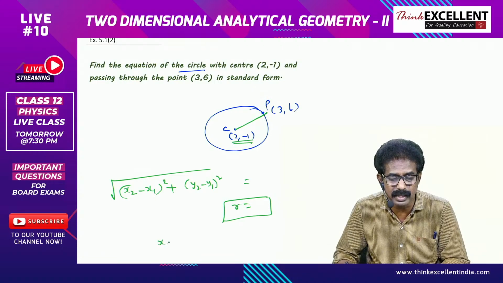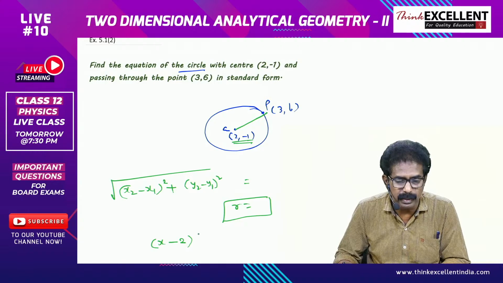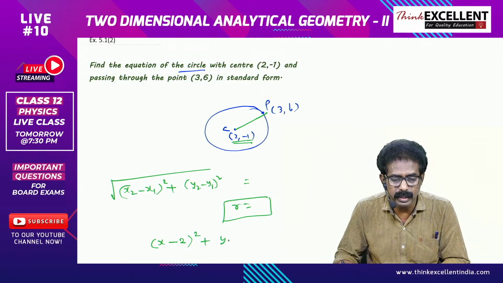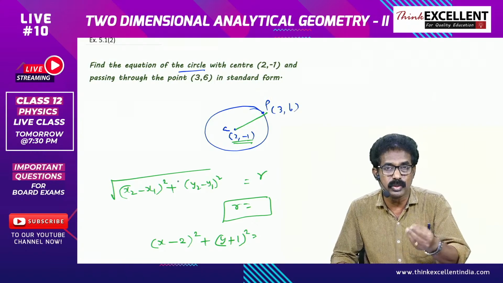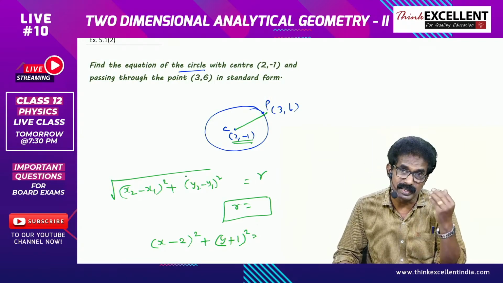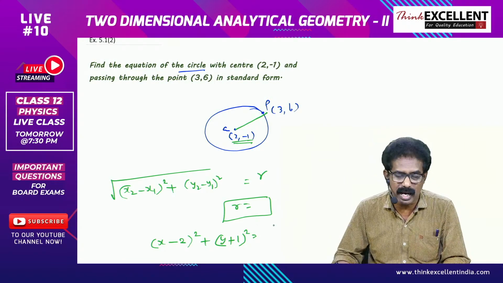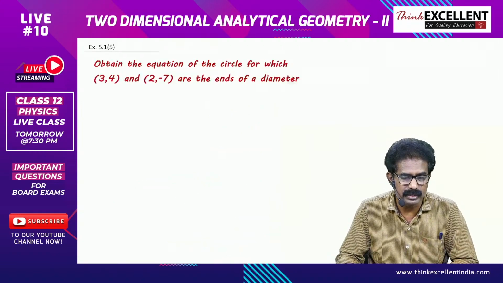So (x minus h), h is 2, (x minus 2) the whole square plus (y minus minus 1), that is (y plus 1) the whole square, equal to R square. This is R square, and we don't need the root here, because you are supposed to get R square. So directly you can write R square. Whatever you get, expand, you will get the answer. Okay, now let's move on to the next question.